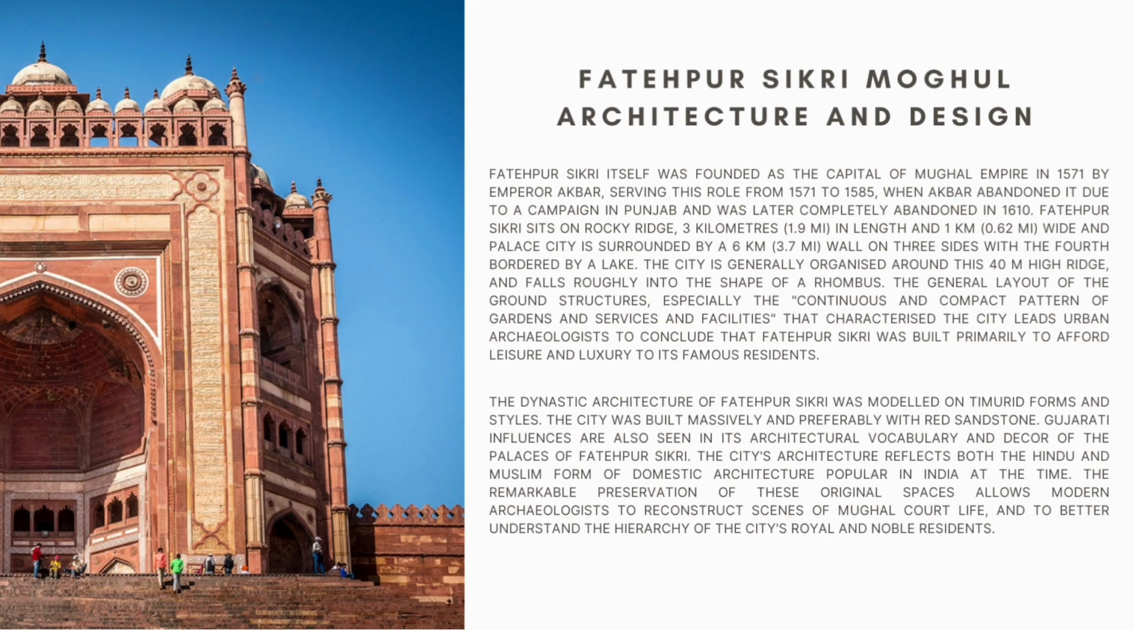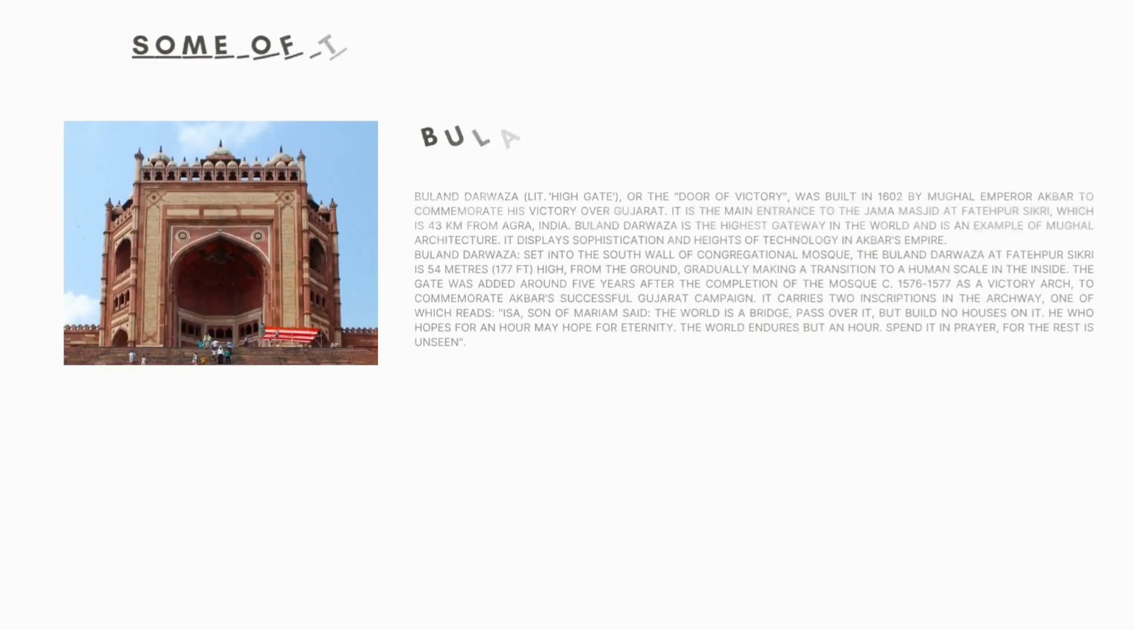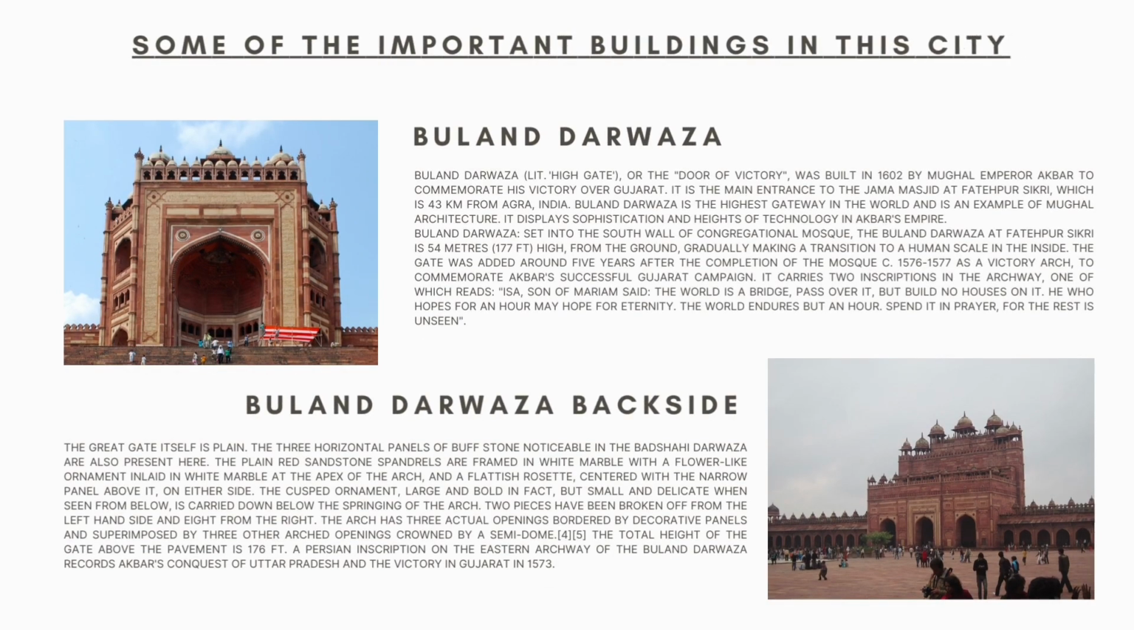Fatehpur Sikri Mughal architecture and design. Fatehpur Sikri itself was founded as the capital of the Mughal Empire in 1571 by Emperor Akbar, serving this role from 1571 to 1585 when Akbar abandoned it due to a campaign in Punjab. Some of the important buildings in this city.